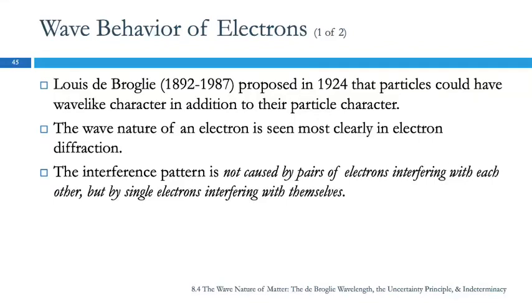Behavior of electrons. De Broglie proposed in 1924 that particles can have wave-like character in addition to their particle character. So we can observe the wave nature of an electron by looking at electron diffraction. We get interference patterns, and what is very disturbing to me is that those interference patterns are not caused by pairs of electrons interfering with each other, but single electrons interfering with themselves.